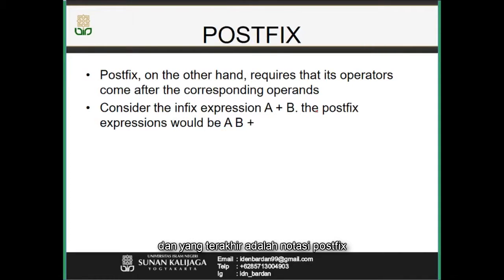And the last one is postfix notation. On the other hand, postfix notation requires that its operators come after the corresponding operands. Consider the infix expression the same as before, that is a plus b. The postfix expression will be a and then b, and the last one is the plus.